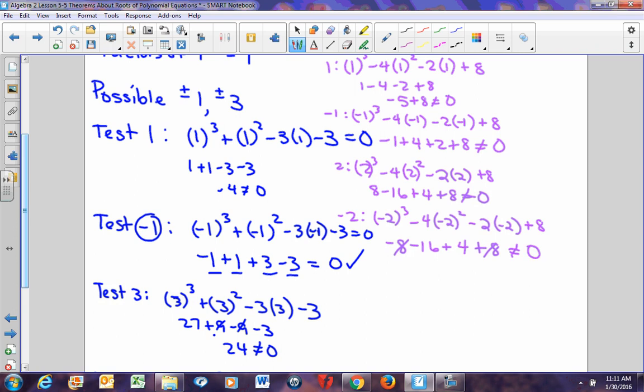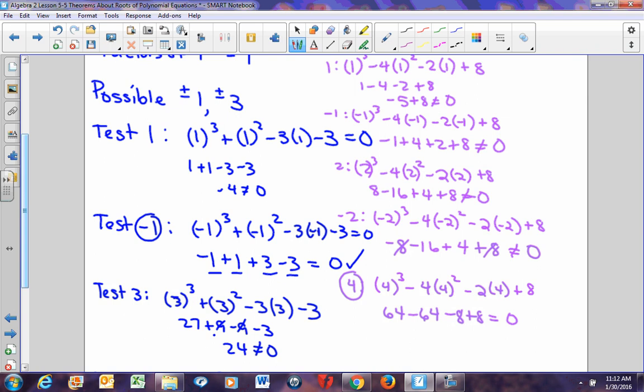What do we have? Plus or minus 2, plus or minus 4. Oh, we got to go plus or minus 4. Let's go 4. So I'm going to go 4 cubed - 4 times 4 squared - 2 times 4 + 8. 4 cubed is 64. 4 squared is 16, times 4 is 64, minus 64, minus 8 plus 8. Hey, that one equals 0. That works. So we know 4 is a root.